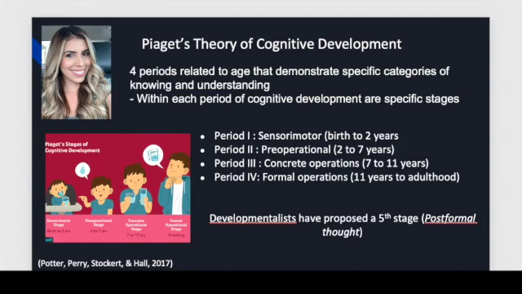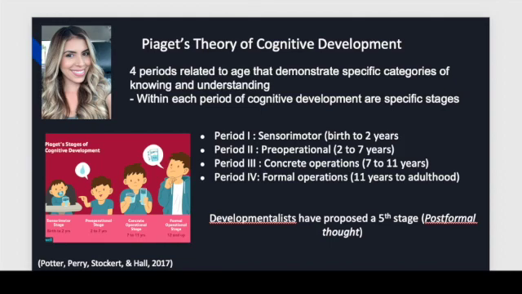Cognitive theories are used to stress how people learn to think and make sense of their world. Jean Piaget was very interested in the development of children's intellectual organizations, so he observed them to see how they think, reason, and perceive the world. He created this theory, which includes 4 periods that are related to age and demonstrate specific categories of knowing and understanding. Within each of these primary periods of cognitive development are specific stages.